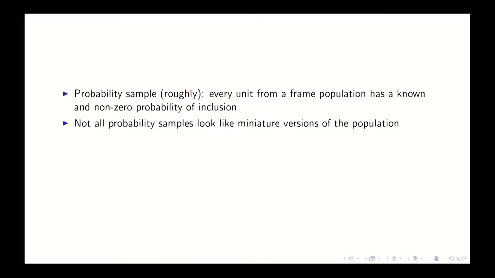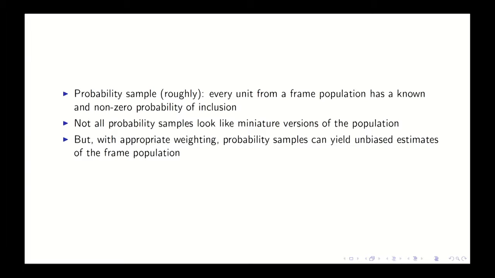Not all probability samples look like a mini version of the population. Often researchers will systematically create samples that don't look like the larger population, because that leads to improved efficiency for a variety of reasons, which we can talk about. So the idea that the sample has to be a mini version of the population is not right. But even if the sample doesn't look like a mini version of the population, if you use the appropriate estimation techniques, such as weighting, probability samples can yield unbiased estimates of the frame population.